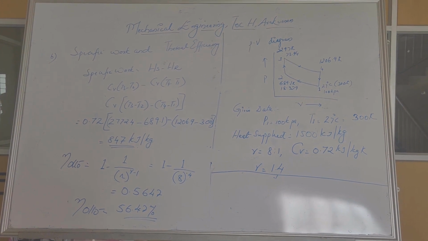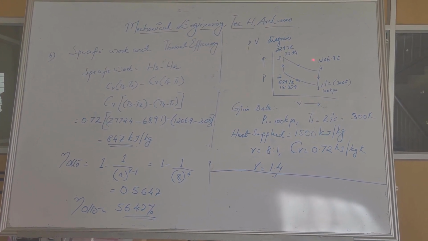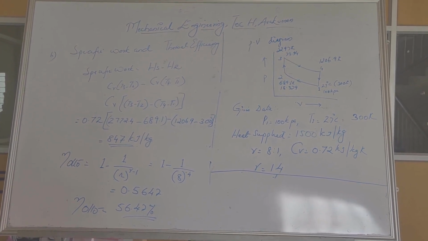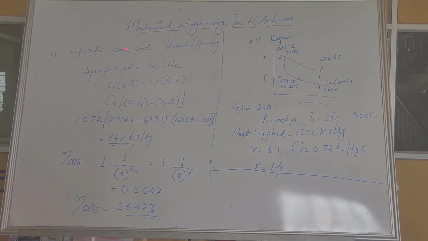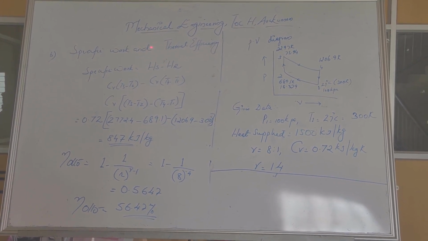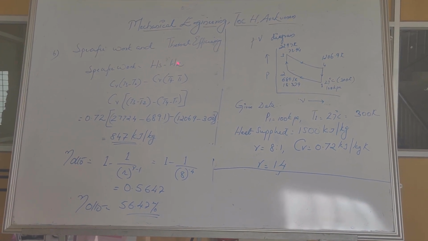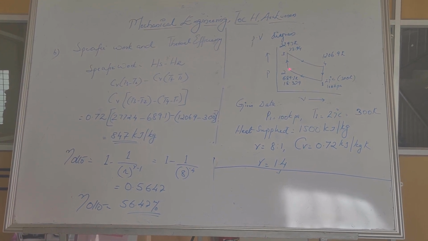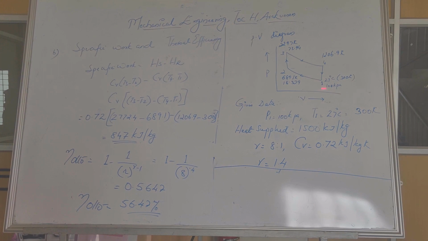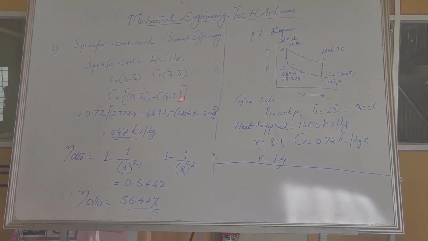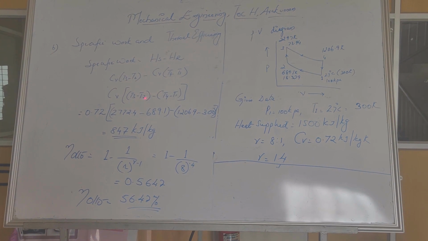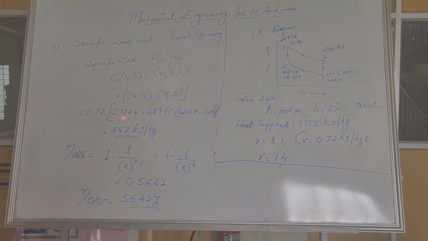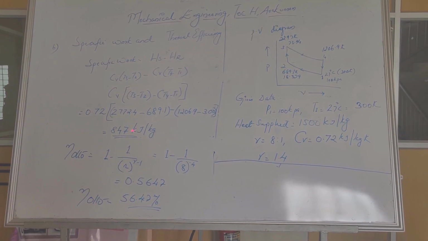Now we have already found out the temperature and pressure at all salient points. Now the next part we need to find out is the specific work and thermal efficiency. As you are aware, specific work W is equal to heat supplied minus heat rejected. And heat supplied is CV into T3 minus T2, and heat rejected is CV into T4 minus T1. Now you have the values of all this with you. You know the values of T1, T2, T3 and T4 and CV. Now when you substitute the values, you get the specific work as 847 kilojoules per kilogram.